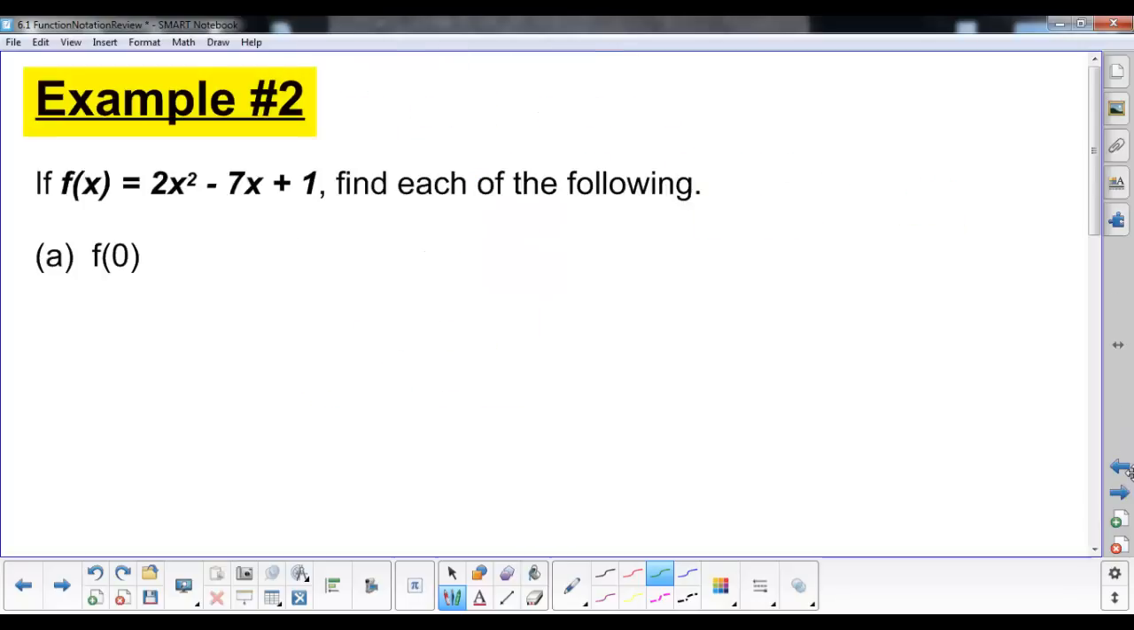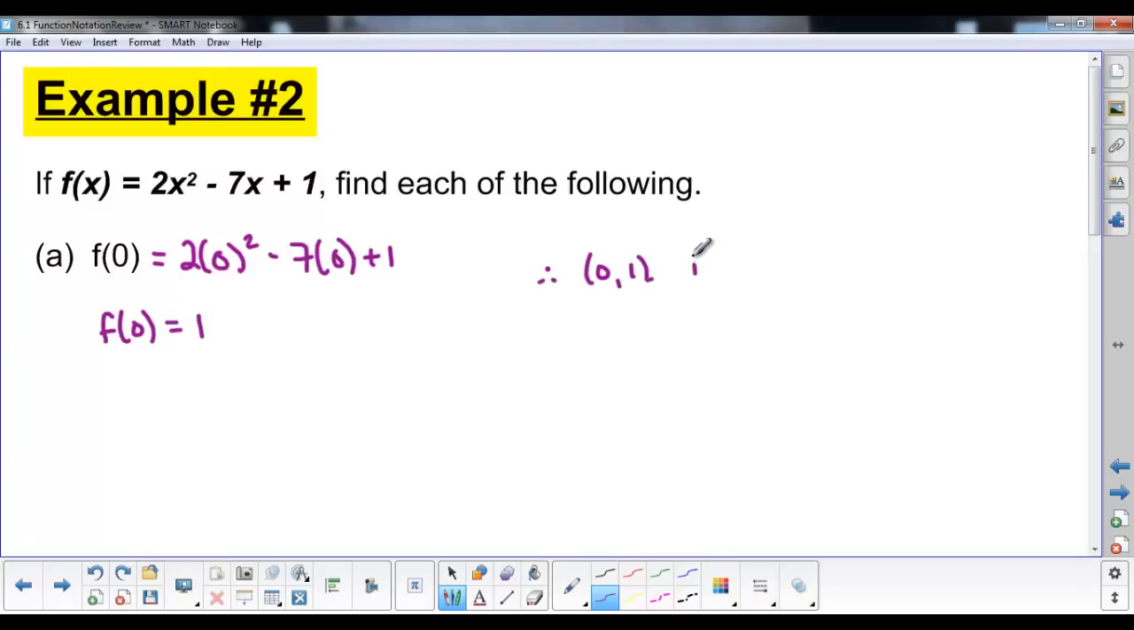Okay, let's move on to example 2. We want to find each of the following. So using that function notation, I want to substitute 0 for every x that I see here. So if I sub in 0 for every x, we end up with f of 0 equaling 1. So that tells us that (0, 1) is a point on the function. And actually this is a special point, because when your x value is 0, we end up finding the y-intercept.